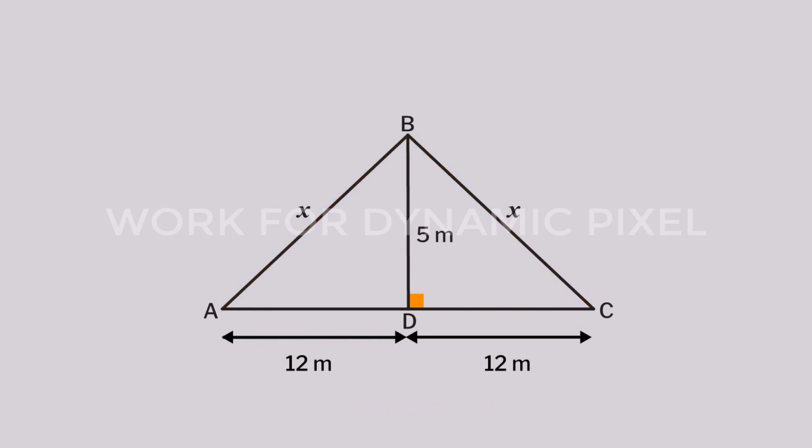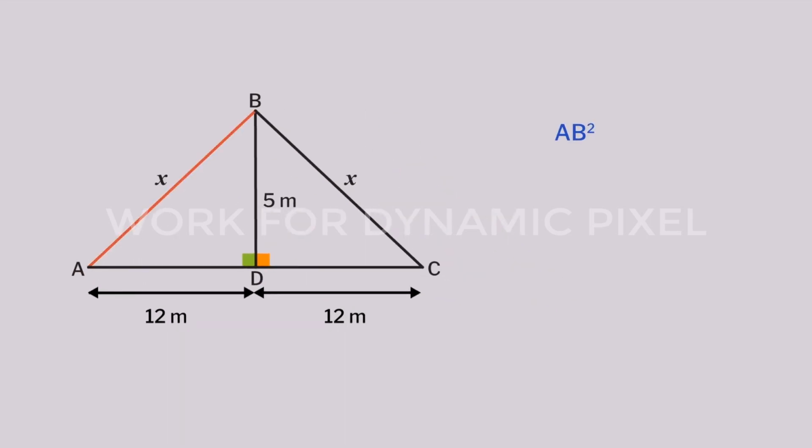Can you tell what type of triangles are ABD and BDC? Correct. Since BD is perpendicular to AC, the triangles ABD and BDC are right-angled triangles. Can we now find the value of x? Correct. By using the Pythagoras property for the right triangle, we can write the square of the hypotenuse equals the sum of the squares of the legs of the triangle ABD.